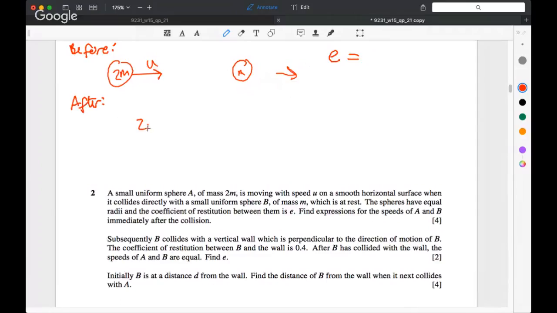So we have 2m, it's moving at some speed which you don't quite know. We'll draw all the speeds in the direction I've drawn them here. Doesn't really matter if they actually are going the other way. All we'll get is a negative sign if that is the case. We'll call this VA, V for final velocity, A because this is particle A.